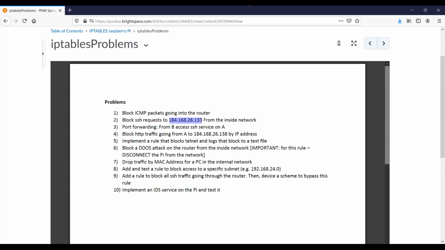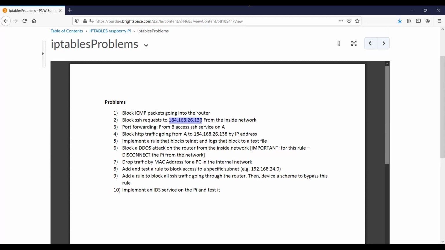It'll give you an error, okay? So in this case, if you had a two network interface device, like a router and a Raspberry, then you could put in a rule in the forward chain that prevents this from happening. So anything on the inside network cannot SSH. So remember, with all these problems, you have to show first that it works, then you add the rule, and then you show that it doesn't work, right? So that's what I want you to do, okay?